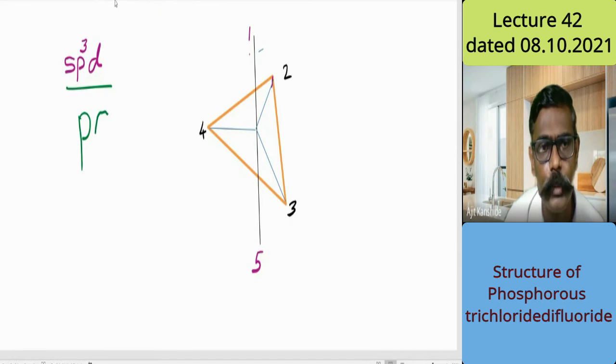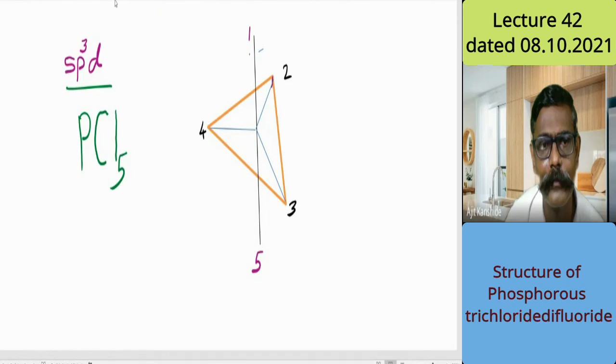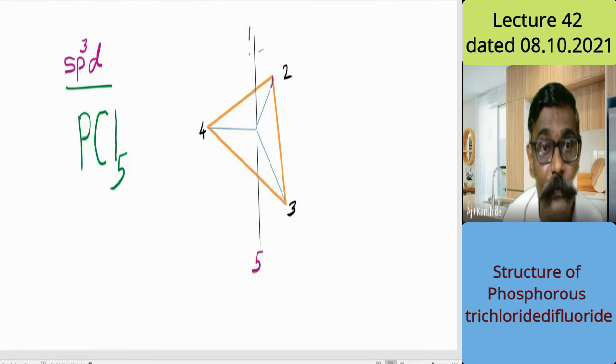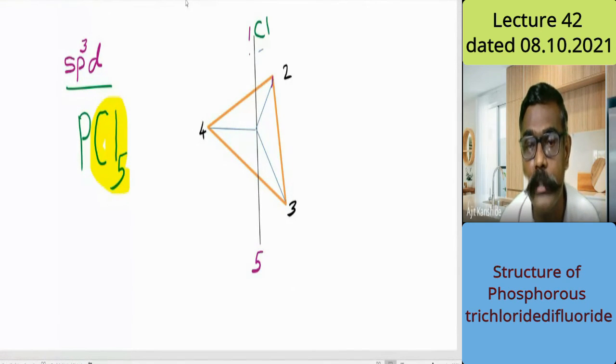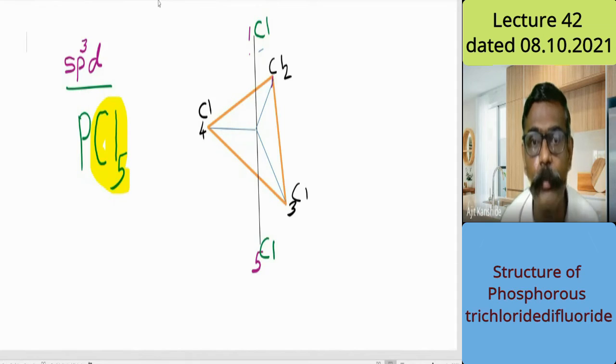Phosphorus? Yes, PCl5. So, at first instance, you may feel that all 5 chlorines will experience the same culture. Absolutely not. The upside chlorine and downside chlorine experience one kind of culture. Equatorial chlorines experience another kind of culture.